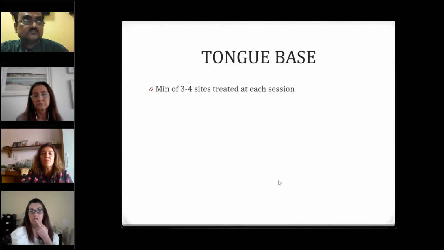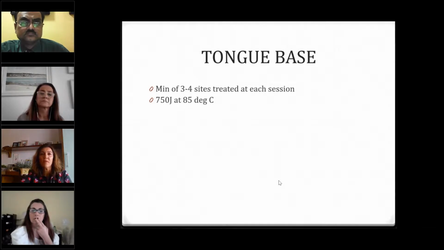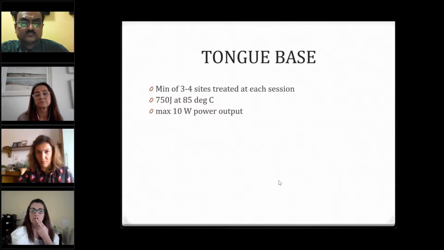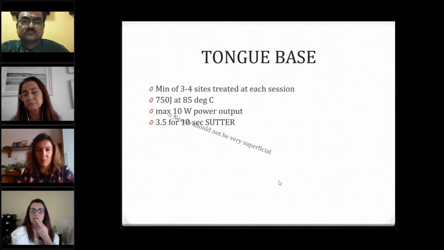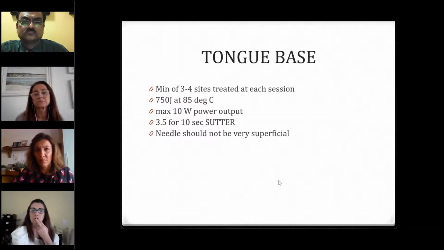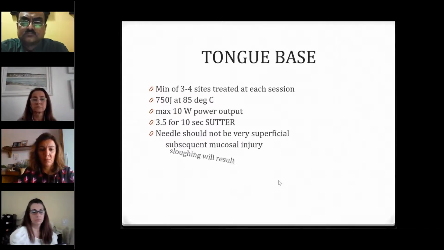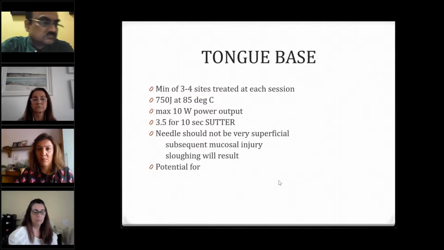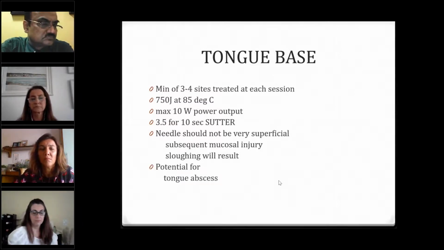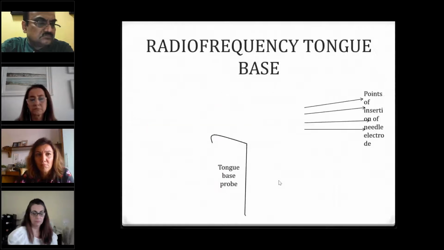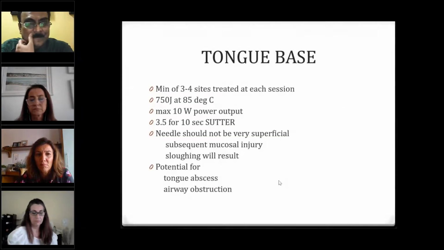A minimum of 3 to 4 sites are treated at each session. Give the energy at 3 to 4 sites on the posterior part of the tongue: 750 joules at 85 degrees centigrade, maximum 10 watts power output, 3.5 for 10 seconds setting. The needle should not be very superficial, or subsequent mucosal injury can result. Sloughing can result, with potential for tongue abscess and airway obstruction. So these have to be borne in mind during tongue base treatment.